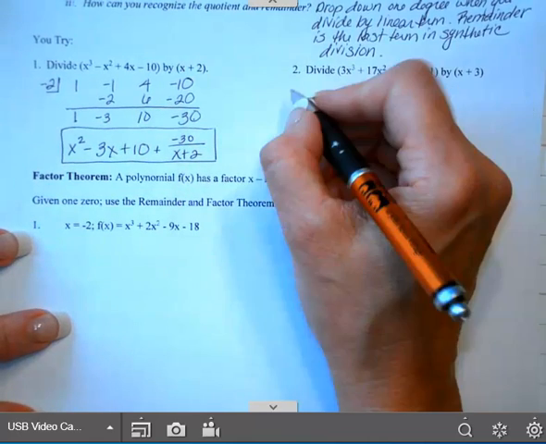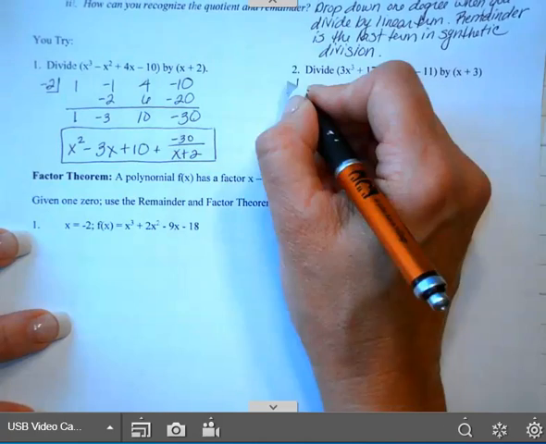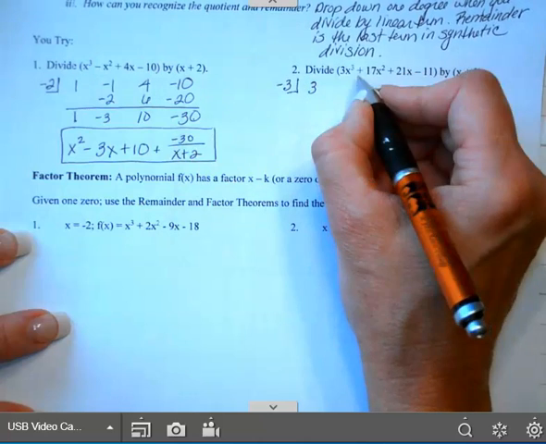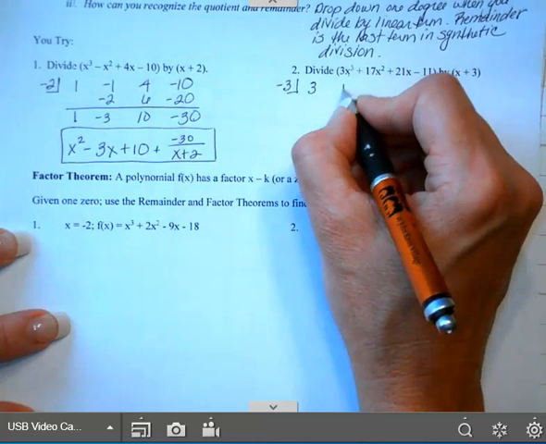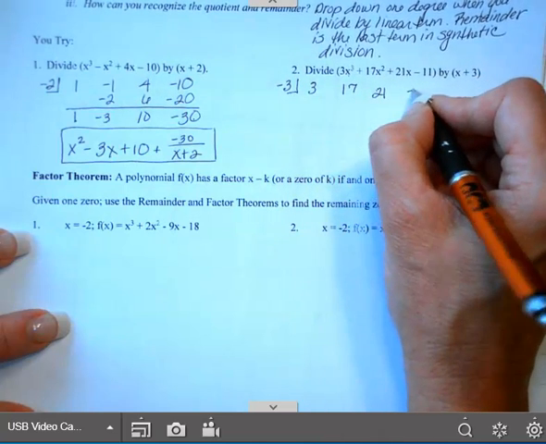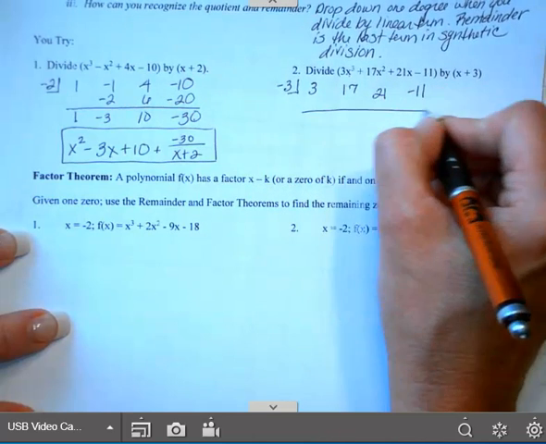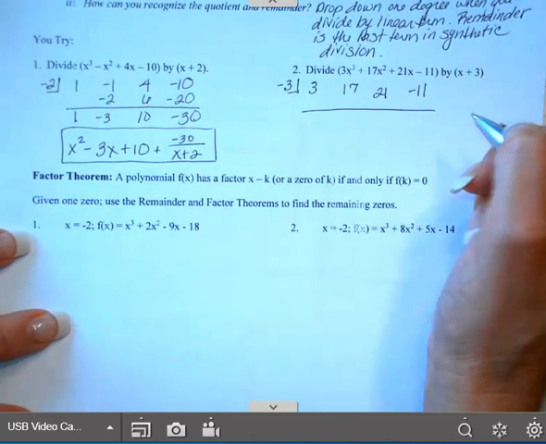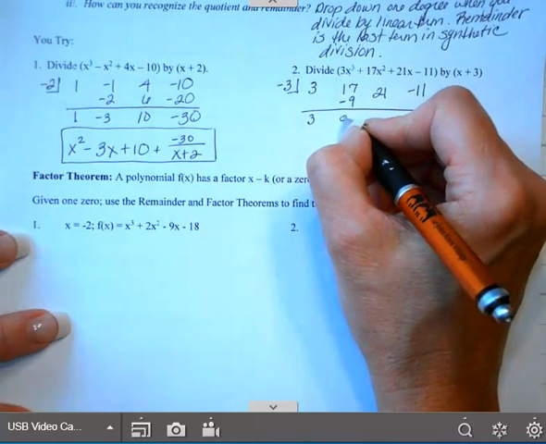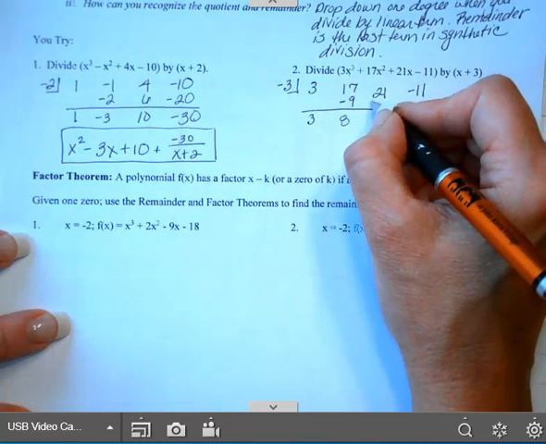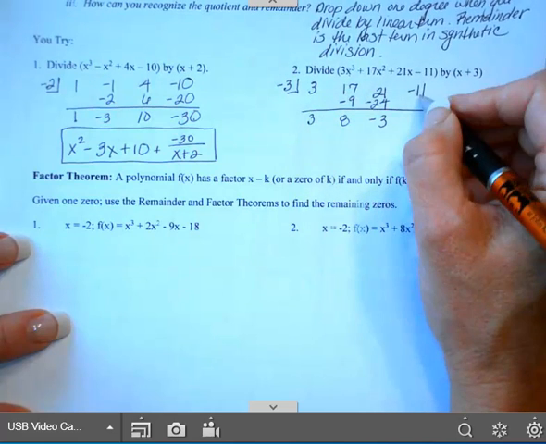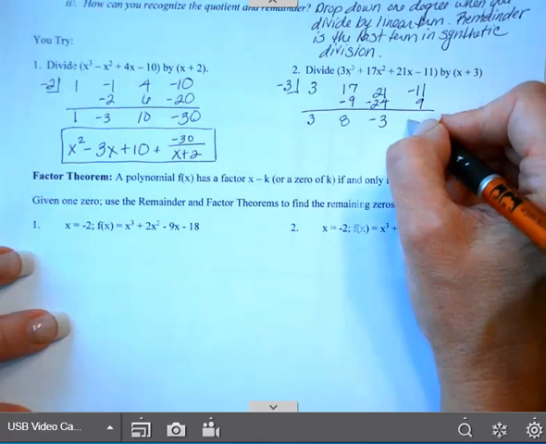On number 2, my divisor, what makes that 0, is negative 3. Write down my coefficients. So I have 3x cubed, 8x squared, negative 3x, and minus 11. I don't skip any places, so I don't need a placeholder on that one. Drop your 3 down, and then I'm going to multiply and add. Negative 3 times 8 is negative 24. Then I'm going to add. Negative 3 times negative 3 is 9. And then I'm going to add.